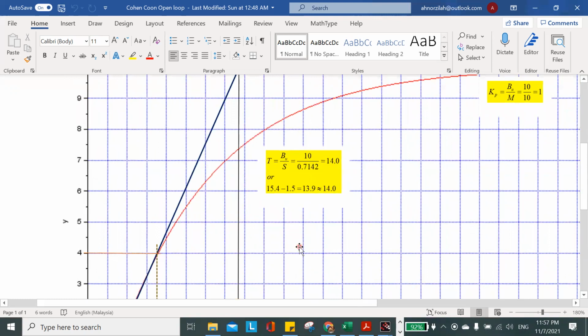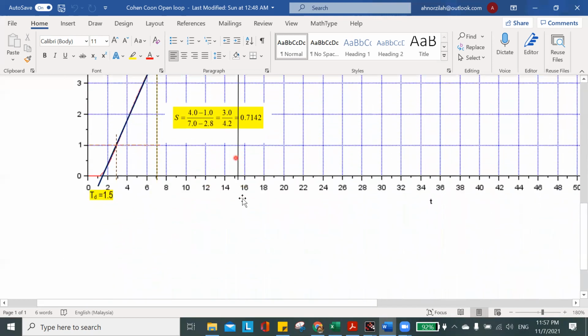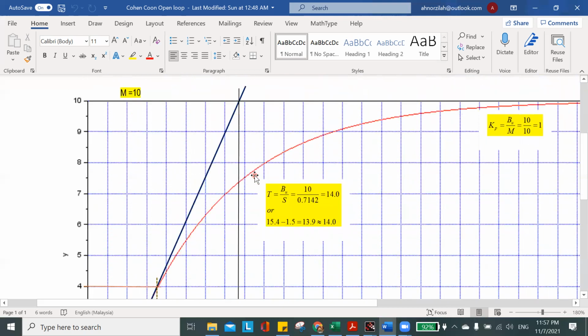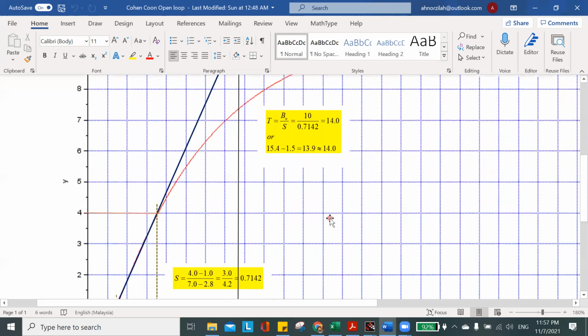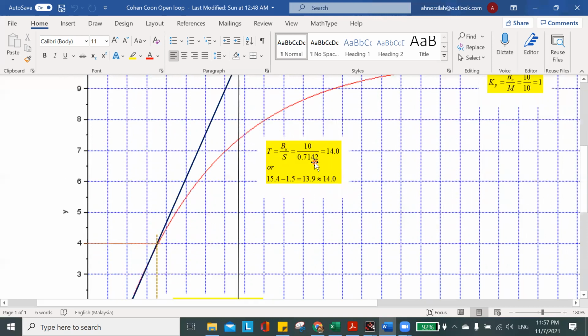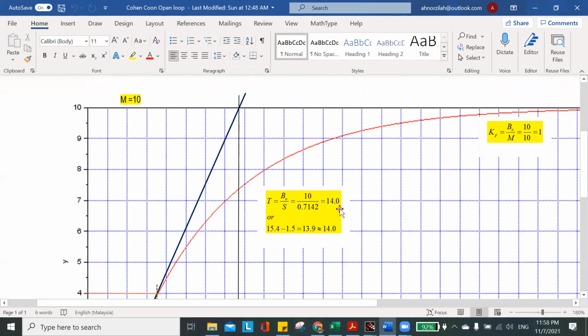There is another method to determine the value of T, capital T, by extending the linear curve until it intersects with the horizontal line of the input. You get the value of 15.4. You minus the value of the TD, 1.5. You will get 13.9, which is equal to 14. So it is almost the same as the value that you calculated using the slope value. Okay.